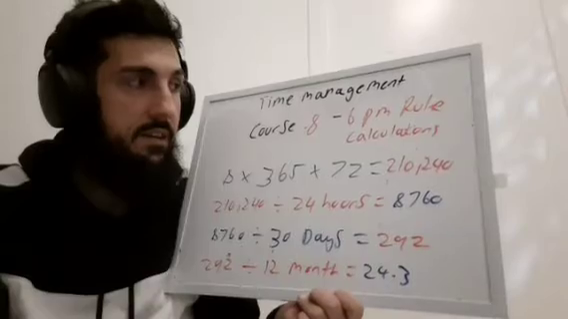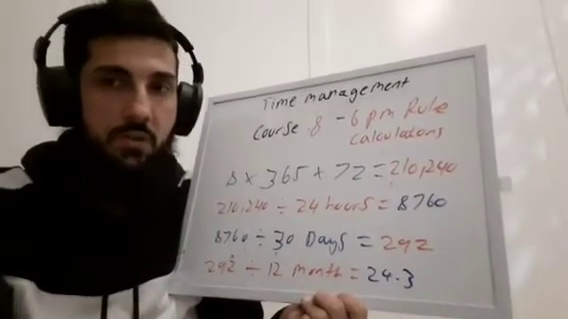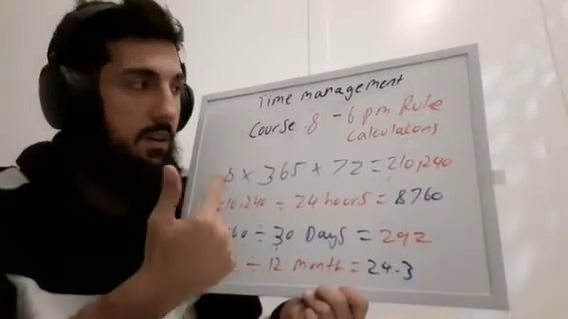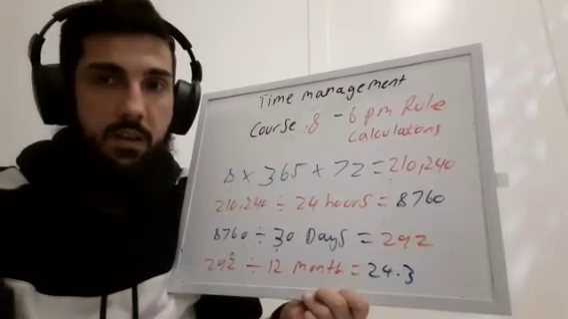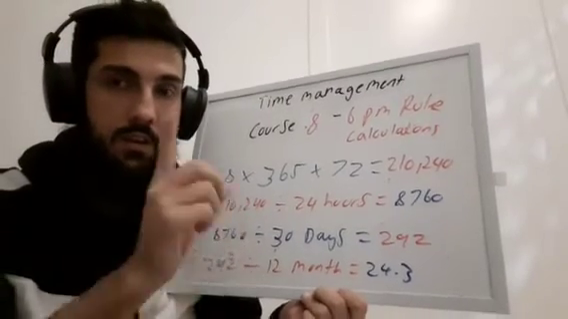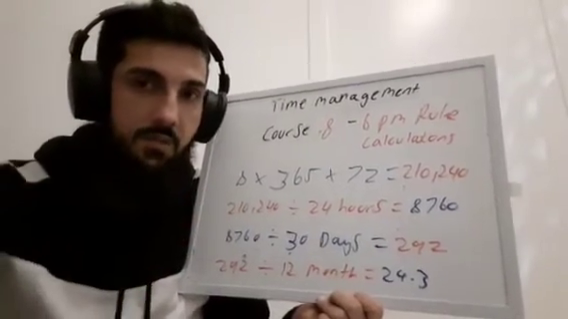Although you understand now that for the next 72 years, I have my 1 hour rule in place. I have my 6 p.m. rule in place, and I can choose between the both, and I can do one a day. I'll see you guys in the next video.